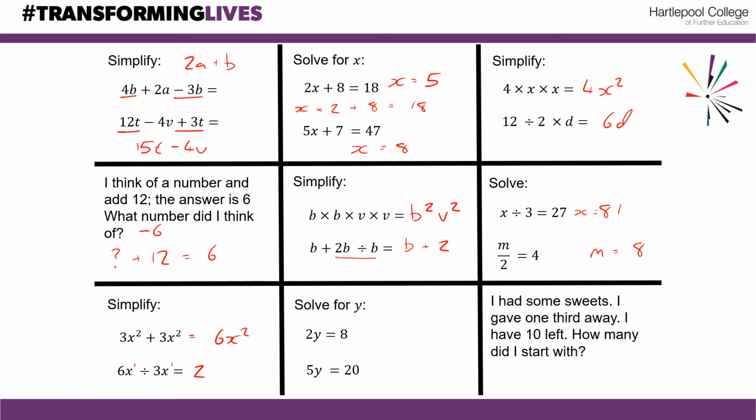Next up, 2y equals 8, or y equals 4. Just divide both sides by 2. And the next one, 5y equals 20, or working backwards, 20 divided by 5 is 4. y is again 4.